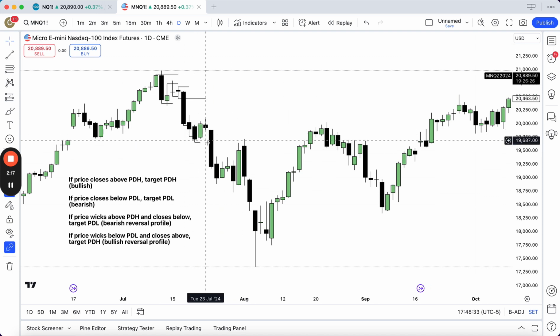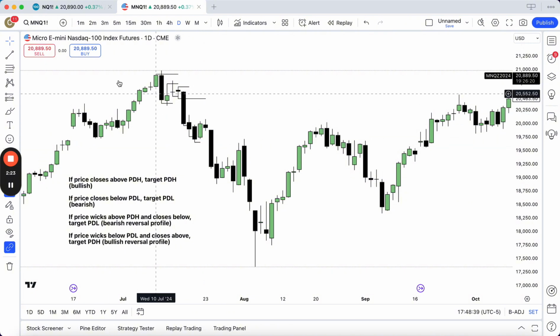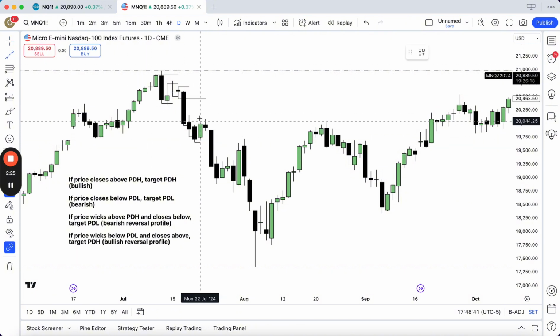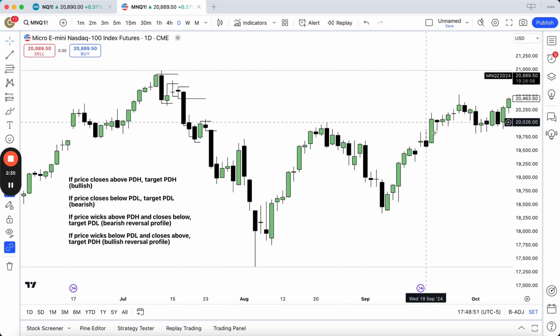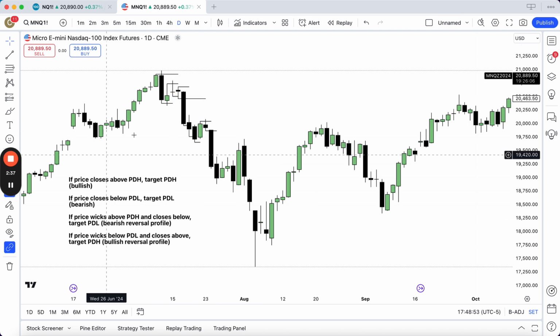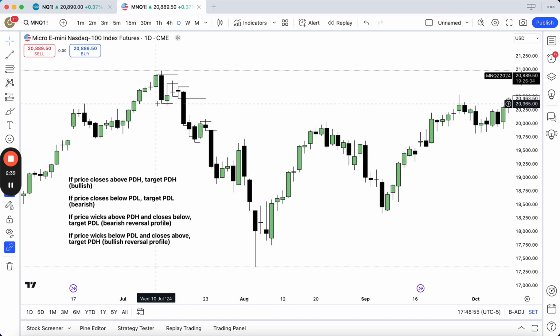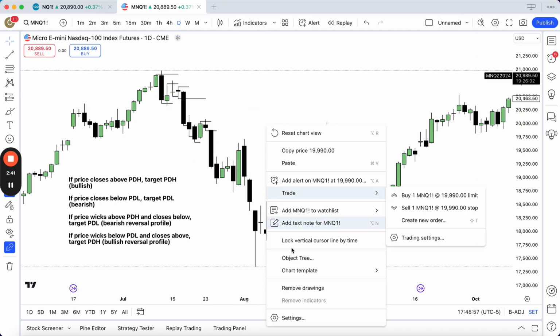On ES, we probably had some bullish SMT here. On ES, price probably went ahead and wicked below this previous day low, which means we would target previous day high. Once again, target a previous day high, price wicks above, closes below. So what is that? Bearish reversal profile, price closes below. Boom, right? And we can just keep doing this throughout the whole chart. This is how I determine my daily bias every single day using candle closures.